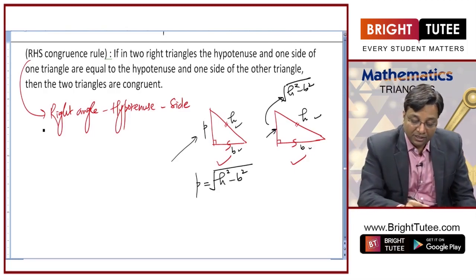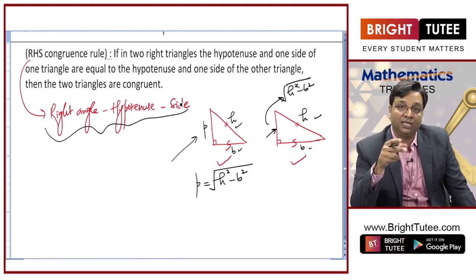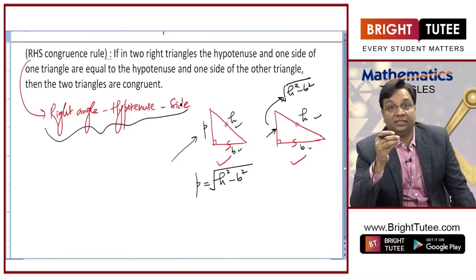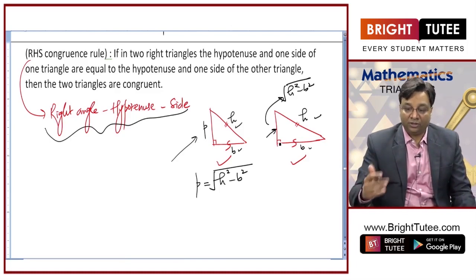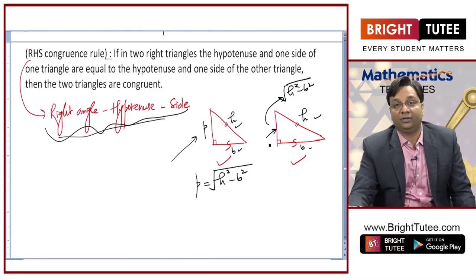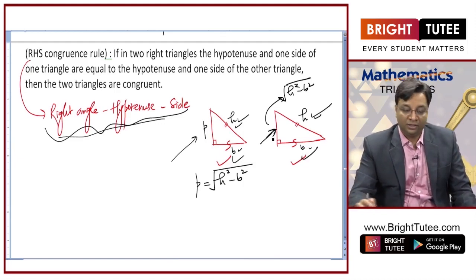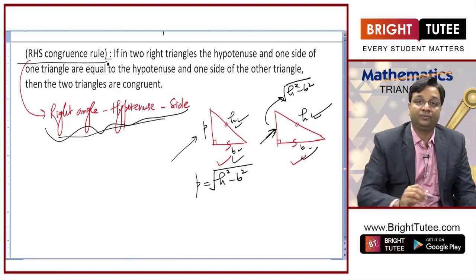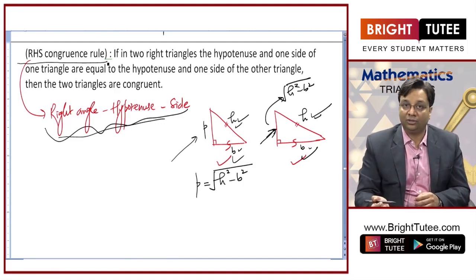So if this information is given, that in two right angle triangles their hypotenuse and any one of the sides is equal, then we can see through our common sense that if this much information is given, all three sides will be equal. Okay, if this and this are equal, then the third side will definitely be equal. So the RHS congruence rule is just another form of the side congruence rule.